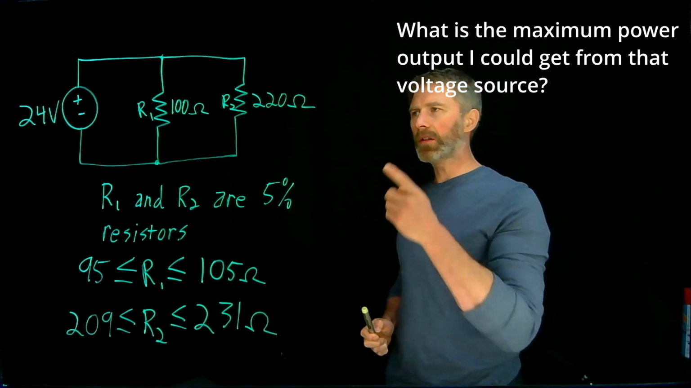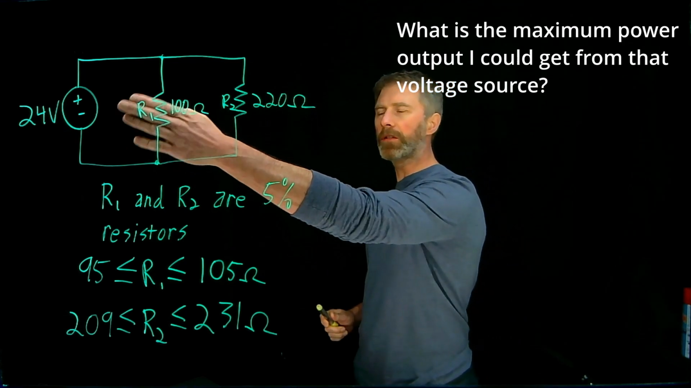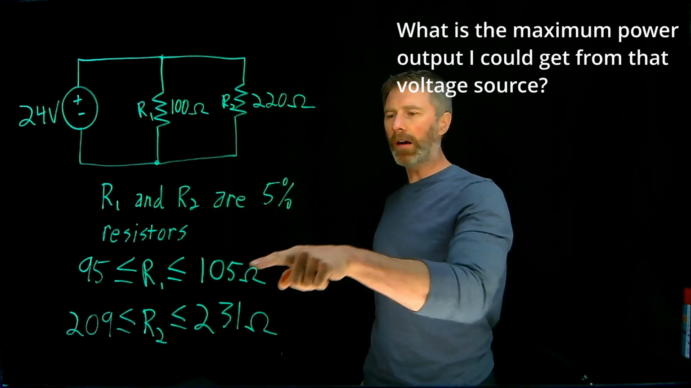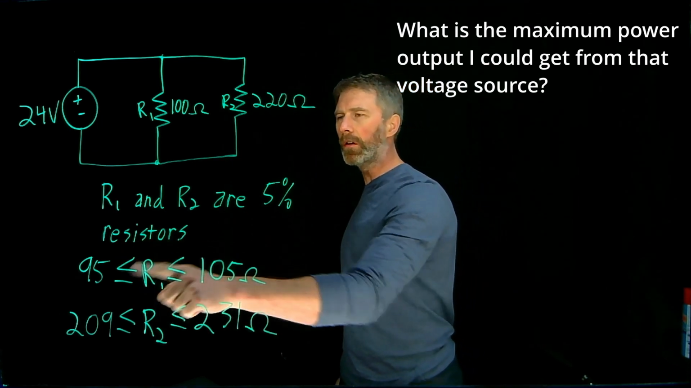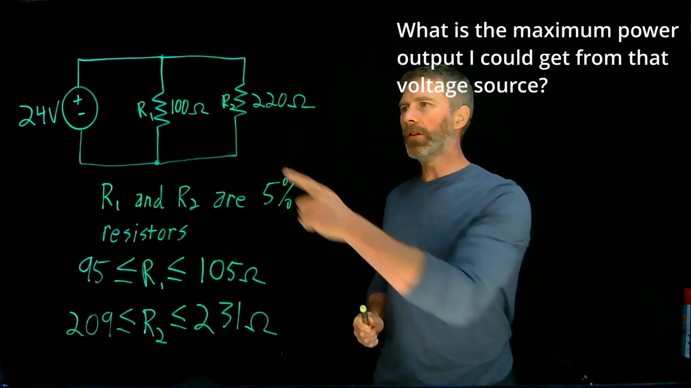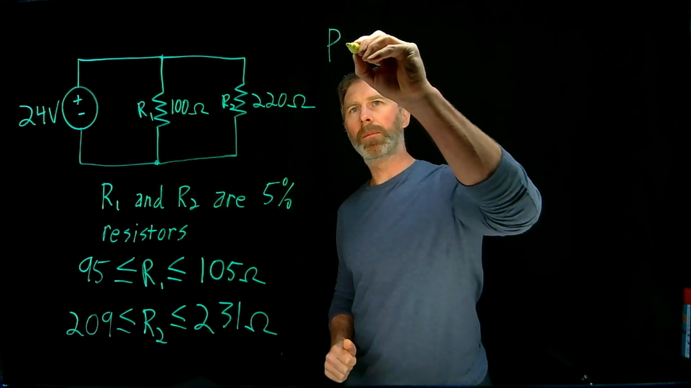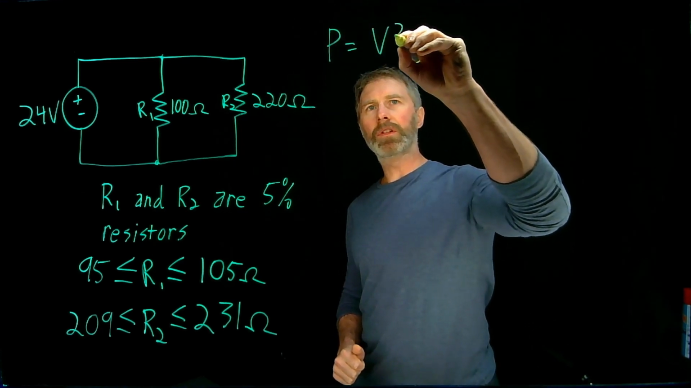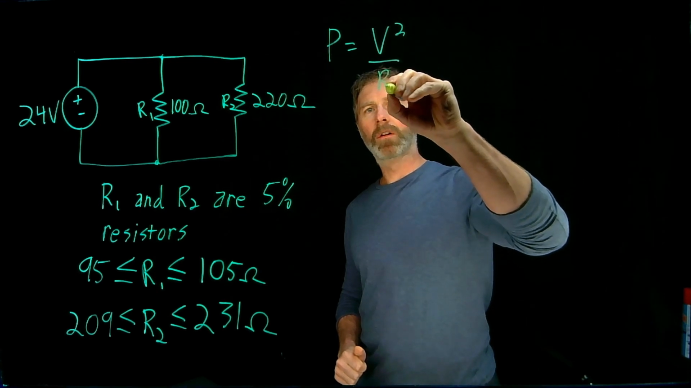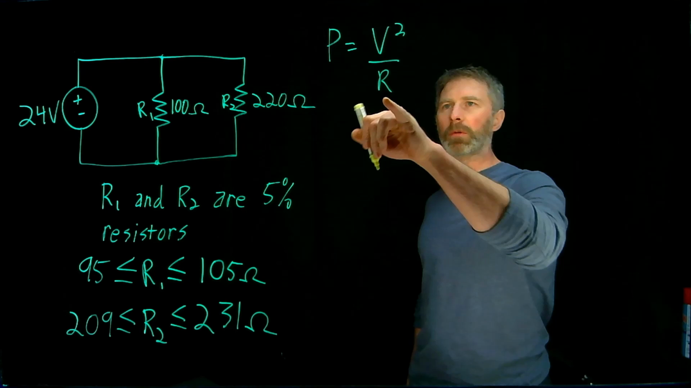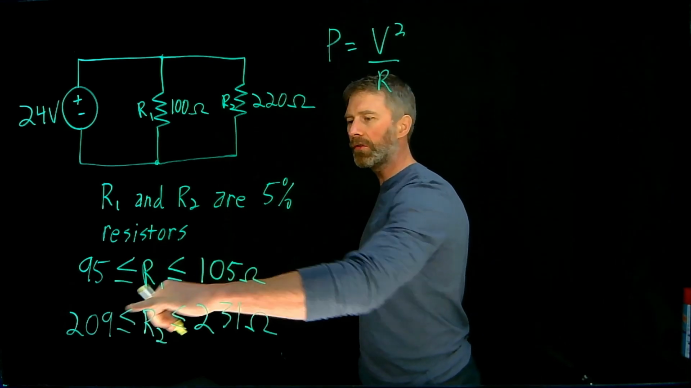So the question is, will I have higher power output from this voltage source if both of these are at the high end of their resistance or at the low end of their resistance? Well, I know voltage and I know resistance, and so I can use the P equals V squared over R equation. Power is going to be bigger when resistance is smaller. So that's going to be at those 2 points.